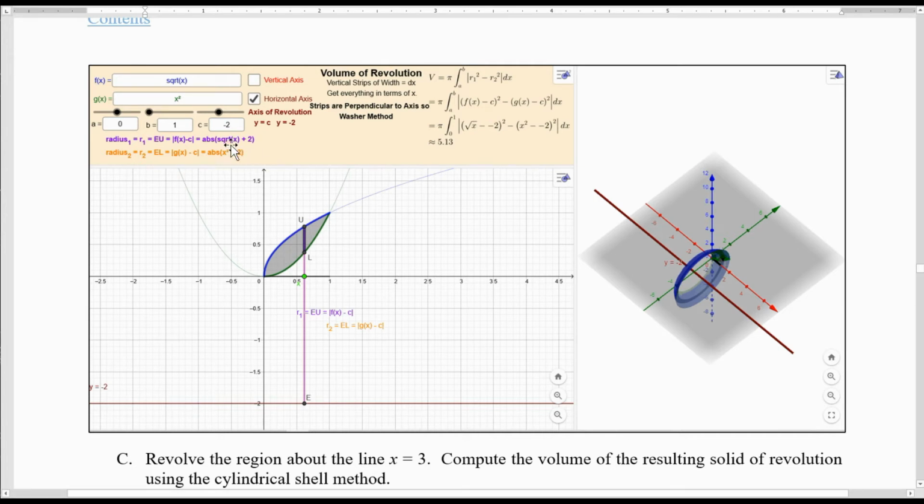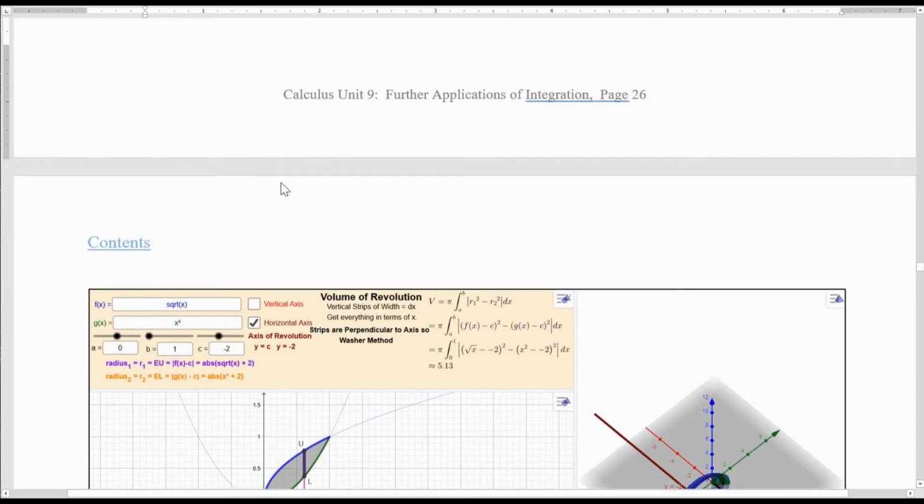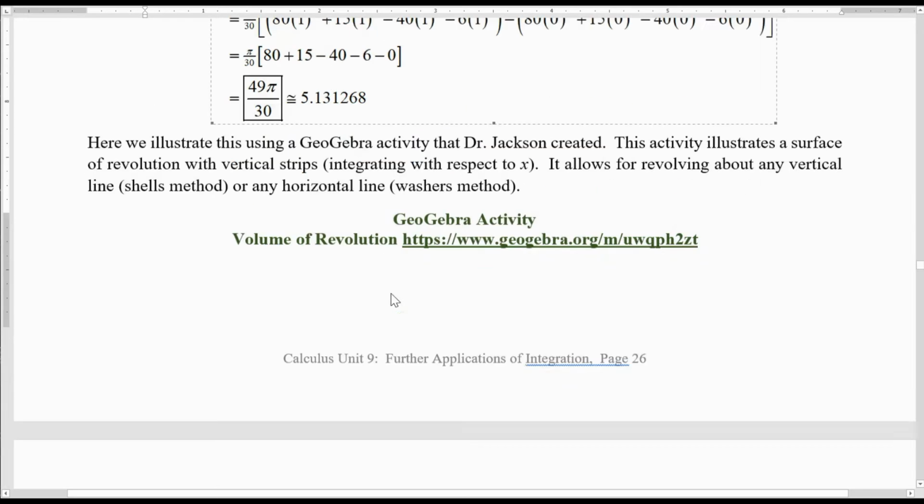So those are our two radii. Take those two radii, square them, and subtract. So that's square root of x plus 2, squared, minus x squared plus 2, squared. Subtract those. Well, absolute value, but if you make sure you start with the one on the top here, you can drop the absolute values, just put parentheses there. And we integrate from 0 to 1, multiply by pi, and we get our approximate answer here of 5.13, which is exactly what we got up here.